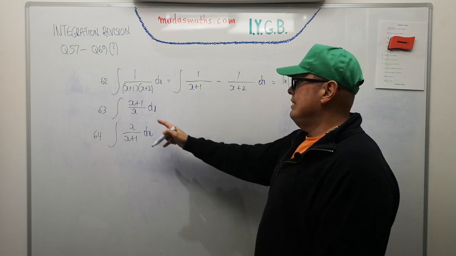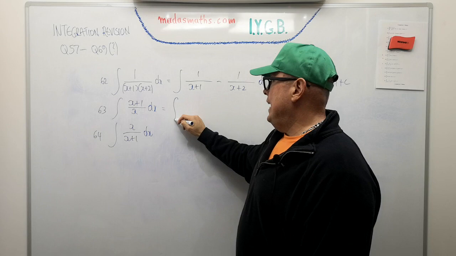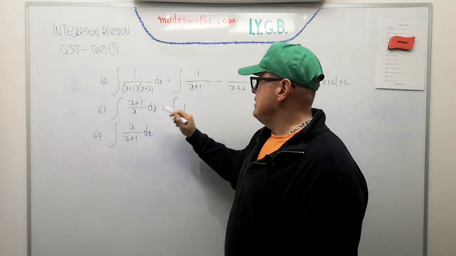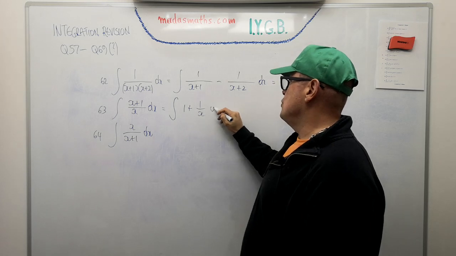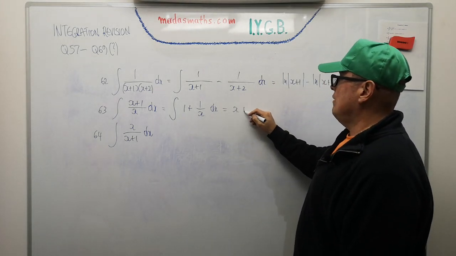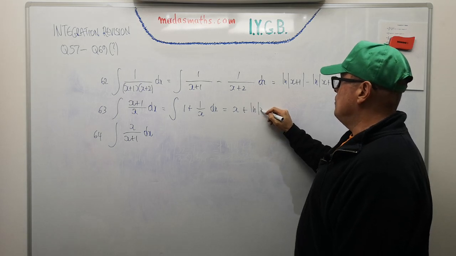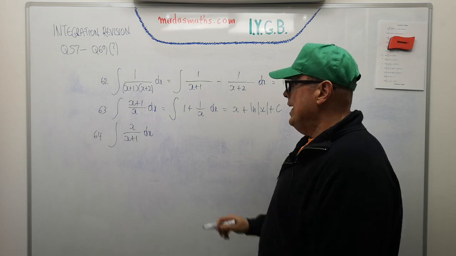This one is the nice one because we can split it. x divided by x is 1, plus 1 divided by x, just 1 over x, which suits me because of course it integrates to a log. So the answer is of course x plus the log of mod of x, plus c. Question done, nothing else to say.